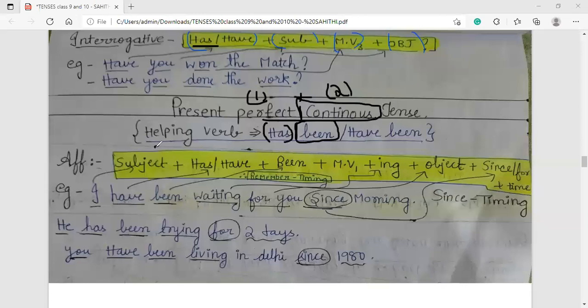So subject first, then helping verb plus been is going to be added because it is continuous. Fourth one, main form of verb plus ing. This is completely the fourth one. Object plus since of verb plus time. Your mind must be going round and round, right? Look, I will explain. The question is not that scary.